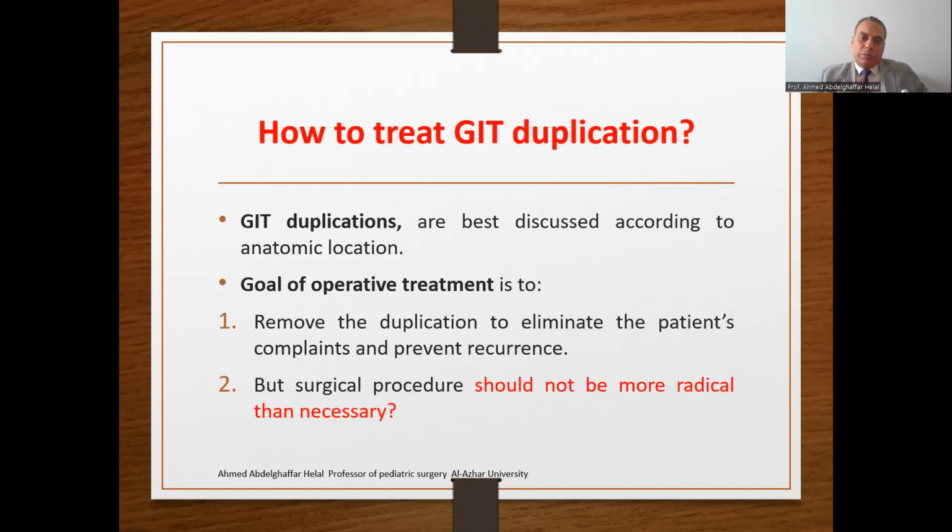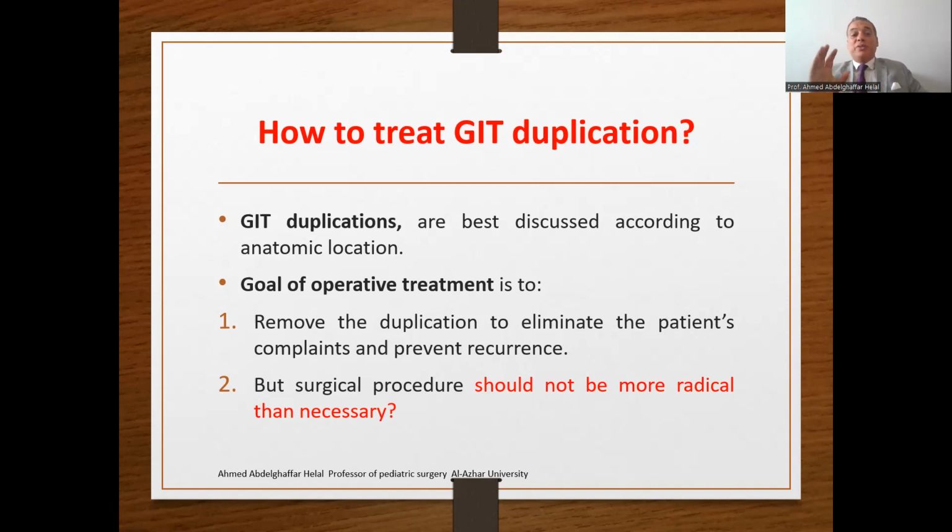The question now is how to treat. We know the presentation is very wide, and the diagnosis has advanced with ultrasound scanning. Generally, gastrointestinal duplication is best discussed according to the anatomical regions: foregut, midgut, and hindgut. It's very important to discuss according to these anatomical regions.